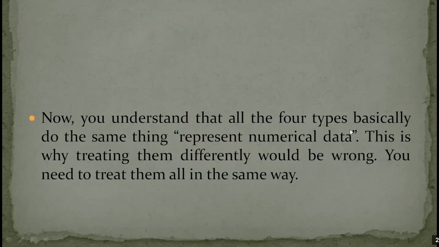Now you understand that all the 4 types basically do the same thing. They represent numerical data. This is why treating them differently would be wrong. You need to treat them all in the same way. All the line graphs and the pie charts and the bar charts and the tables need to be treated in the same way.